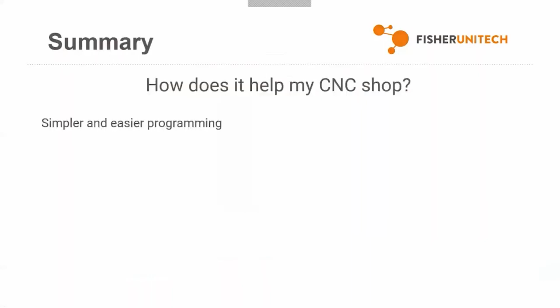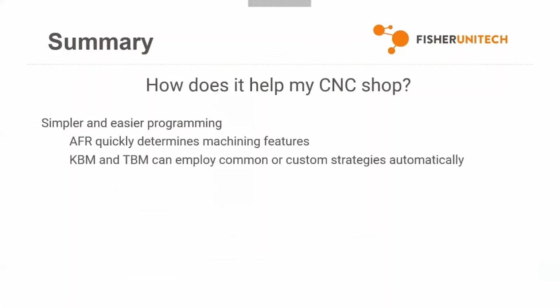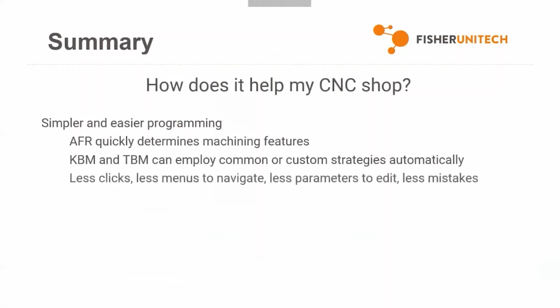We're going to wrap up the webcast with a summary. We're going to touch on what we had covered today in the webcast. And we're going to answer the question, how does this help my CNC shop? Well, it's simpler and easier programming. And with AFR, automatic feature recognition, it quickly determines your machining features. This is something, when utilized with the knowledge base and employing things like tolerance-based machining, you can take strategies automatically and keep you within nominal. So there should be less clicks, less menus to navigate, less parameters to edit, and less mistakes.